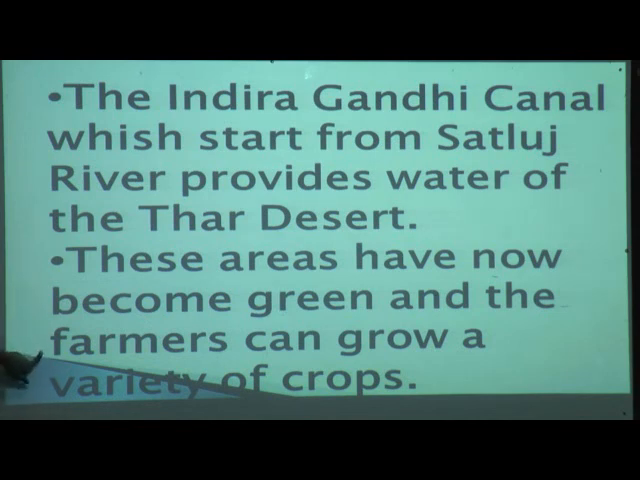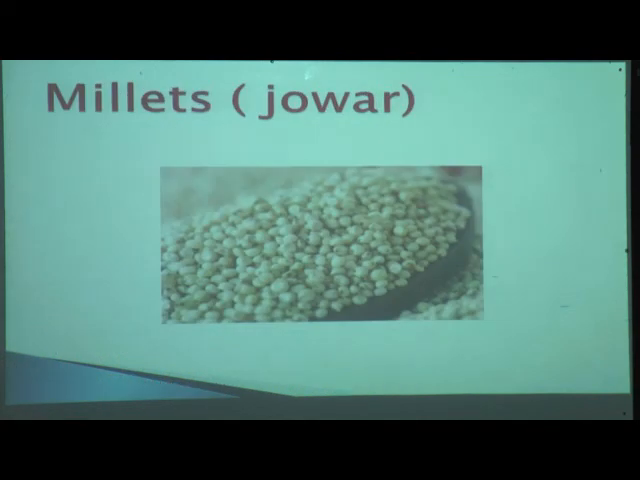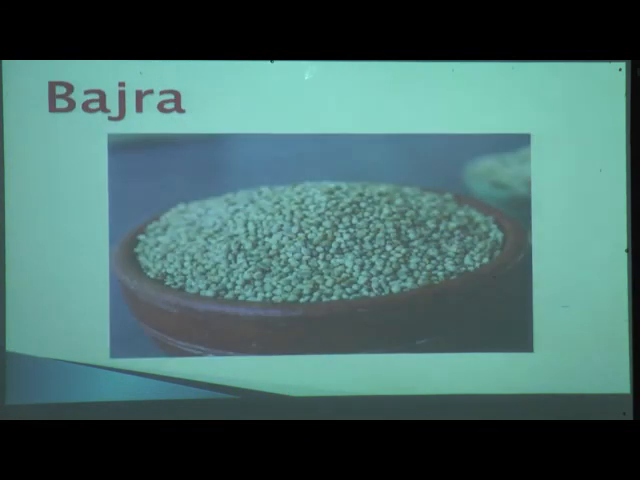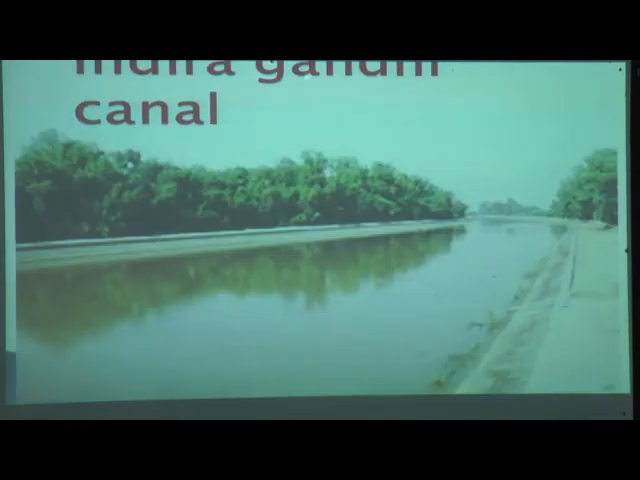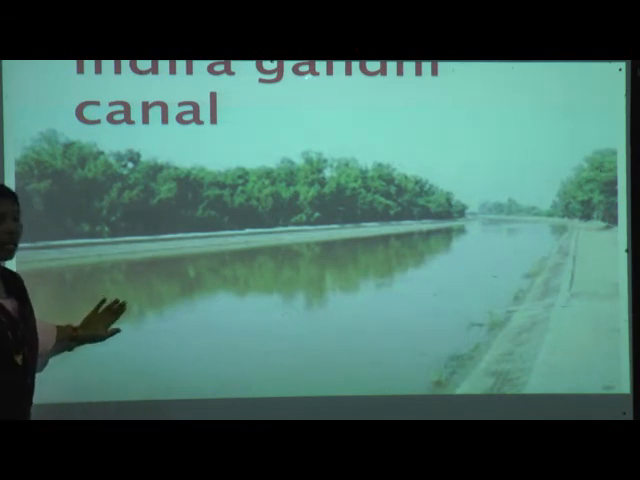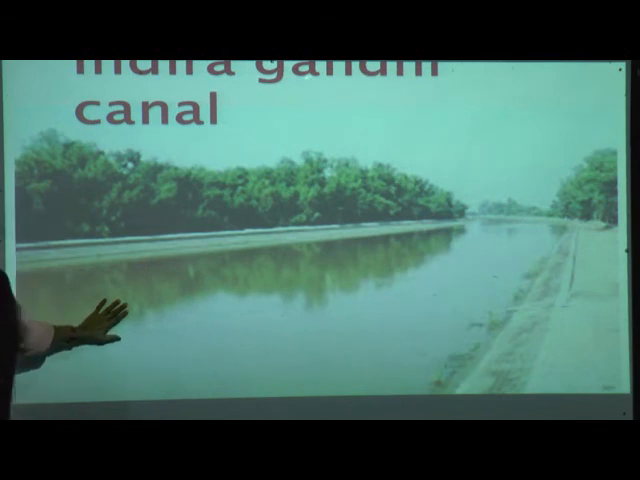And the farmers can now grow a variety of crops. The Indira Gandhi Canal has helped them a lot. So now the place is green and they can grow a variety of crops. Now, what type of millets? I have explained jowar. Can you see this? This is the jowar. This is the bajra. Now the Indira Gandhi Canal. This is the canal we are talking about. This is the Indira Gandhi Canal. It is helping the people in Rajasthan, in the Thar desert.